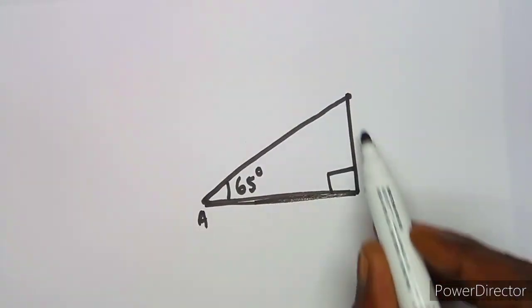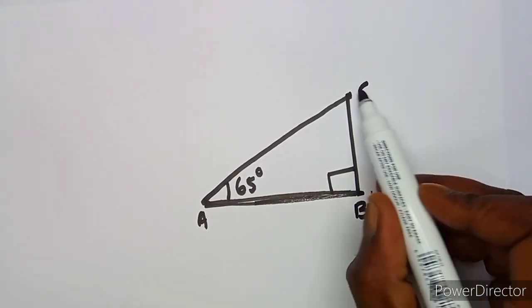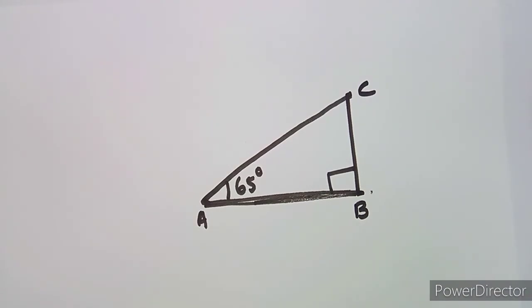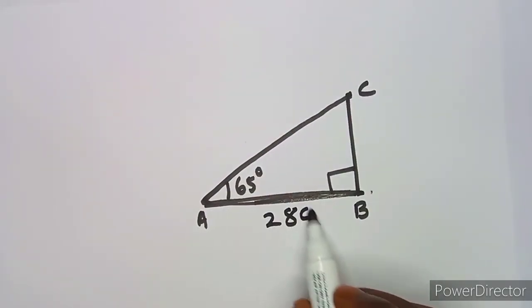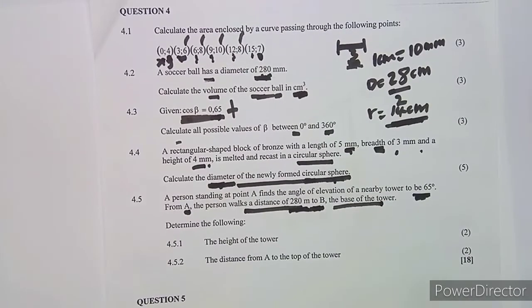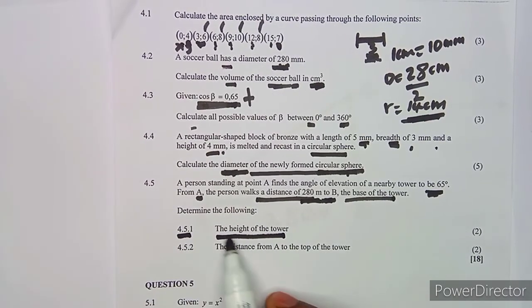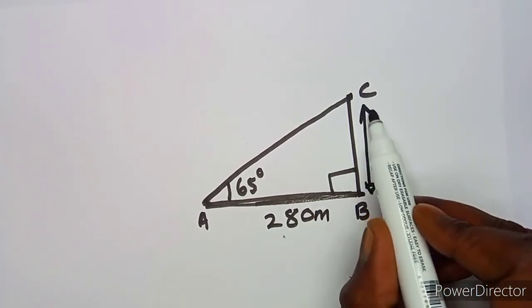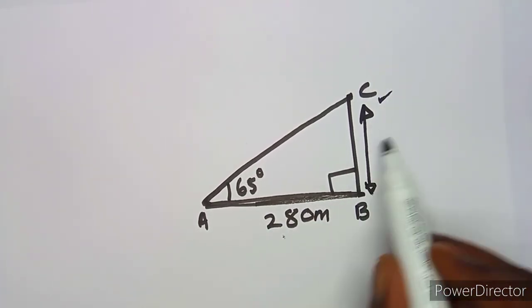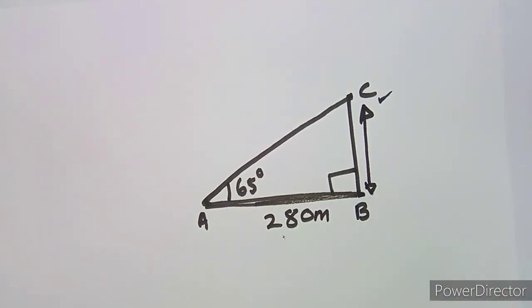So B is the base. Remember, this is the top and this is the base, so this is the point B. You can just say the top at C like that. So this is 280, the distance which was moved from A to B. Determine the following: the height of the tower, that is 4.5.1. Take note, this is the height of the tower. Since we just completed this as C, a right angle triangle, we can use it to calculate BC to represent the height of the tower.